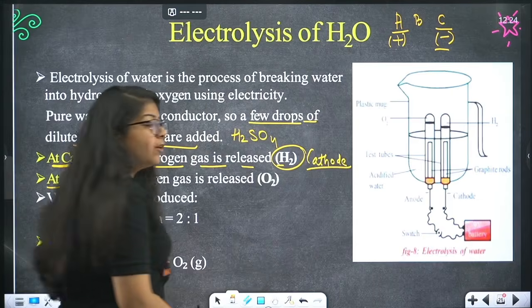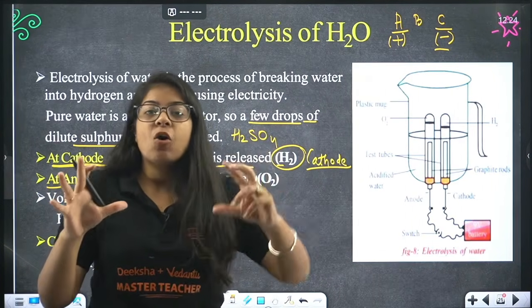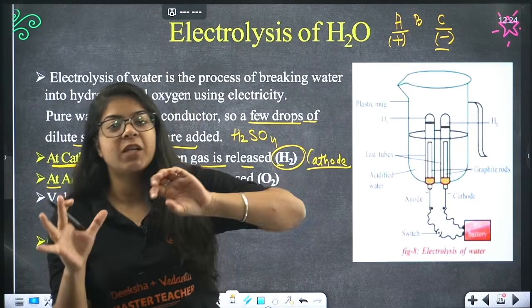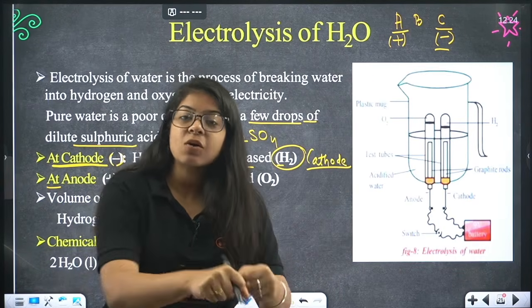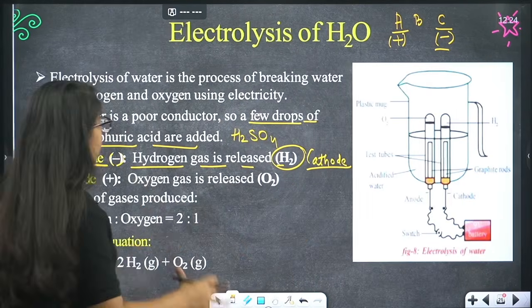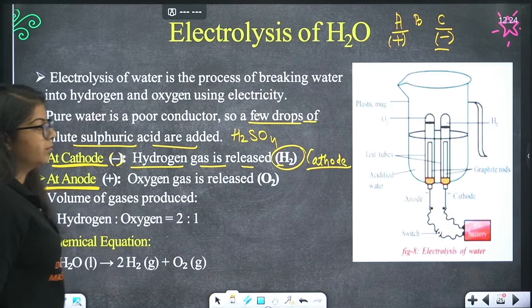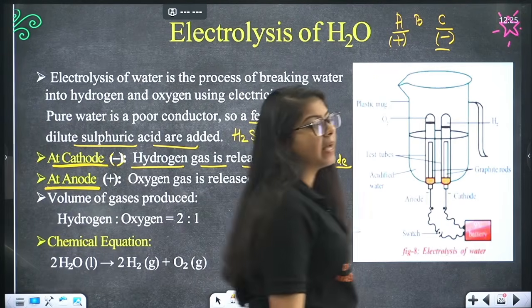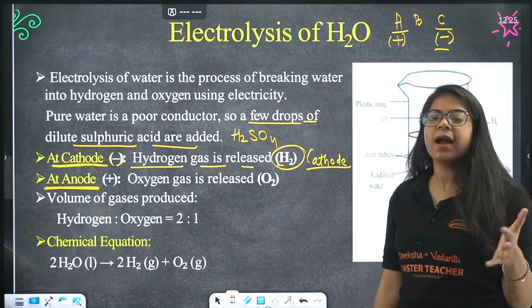So water breaks down into hydrogen and oxygen, and all the hydrogen that was inside the water goes and sticks on the cathode. Done. And all the oxygen that is there in the water goes and gets deposited at the anode, or you can say oxygen gas is released at the anode.